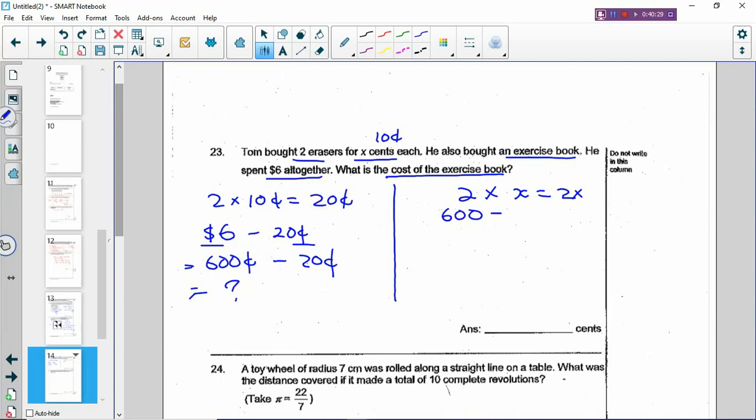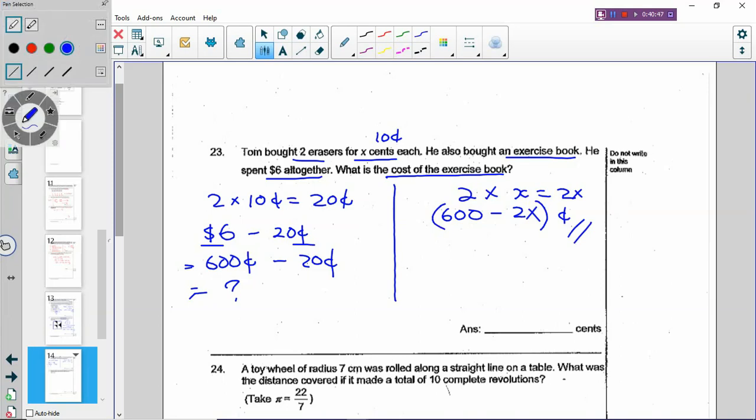Minus the cost of the eraser, which is 2x, and that will give you the cost of the exercise book, and that's your answer. Okay, so lesson here is what? Give a simple example, give a simple number, a very small number, then you look at the steps that you have written, and then you just copy the step. You have to times first, then later you minus. Alright, so you can see over here, times, and then you minus.